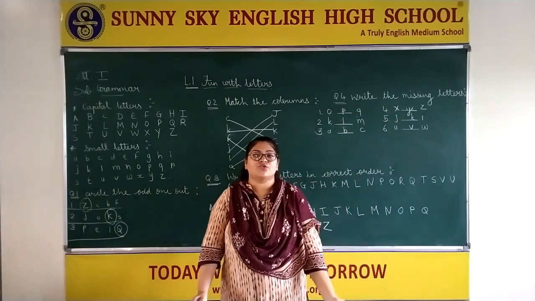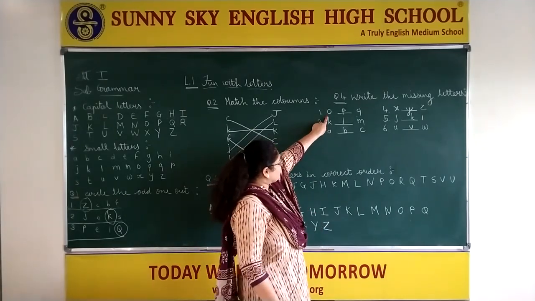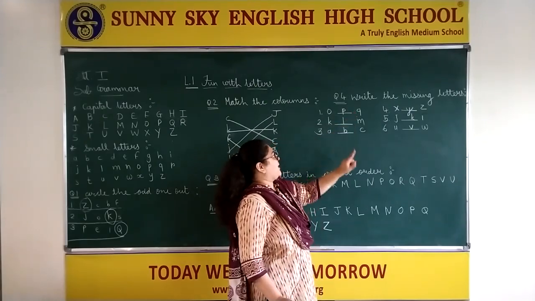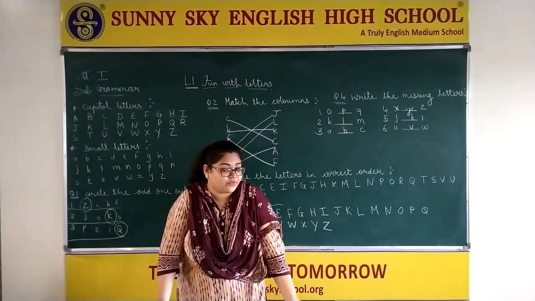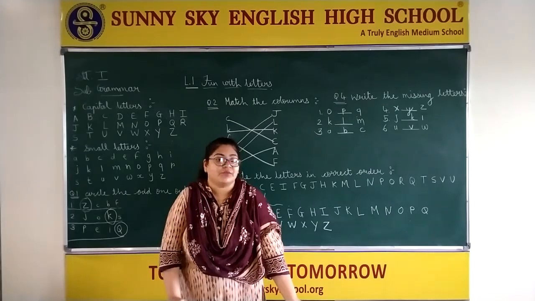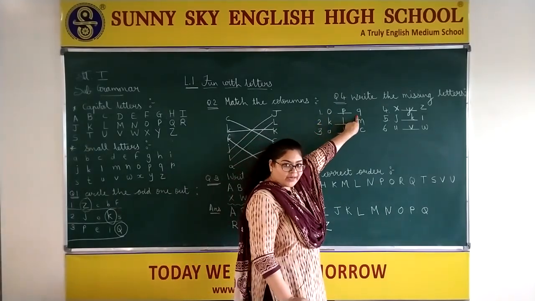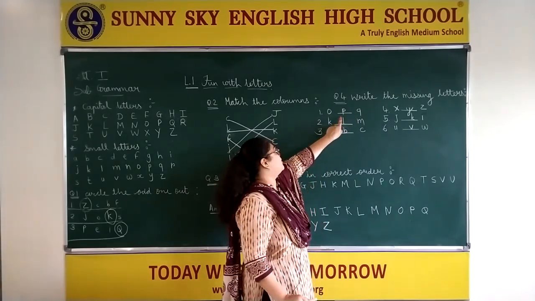So here we have to write missing letters of alphabets. Here O is there and Q is there. So what will we write? Yes, P. But what was the instruction that I had given you? Yes, if the O and Q are in small letters, we will write P also in small letter.